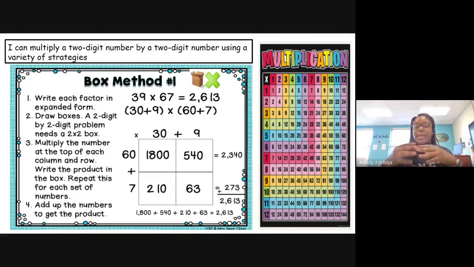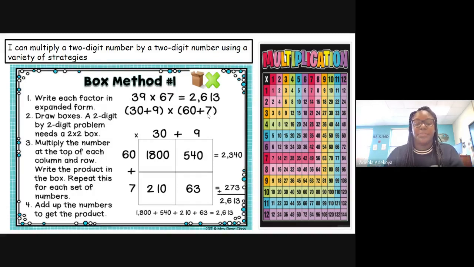So just a quick review of how we do the box method. We want to go ahead and expand each number, so we're going to write the numbers in their expanded form. For instance, 39 is 9 ones and 3 tens, which is 30. So I'm going to expand that to 30 plus 9. 67, I'm going to expand that to 60 plus 7.